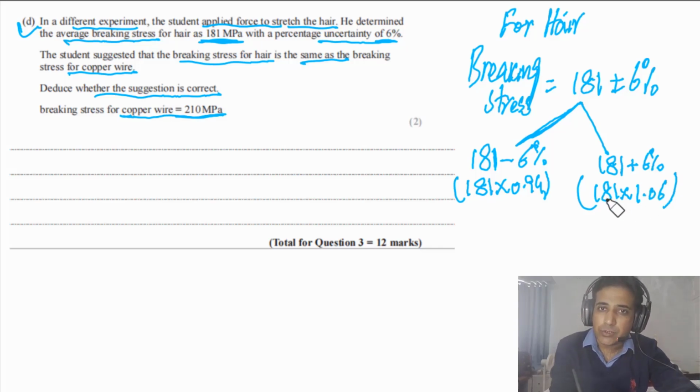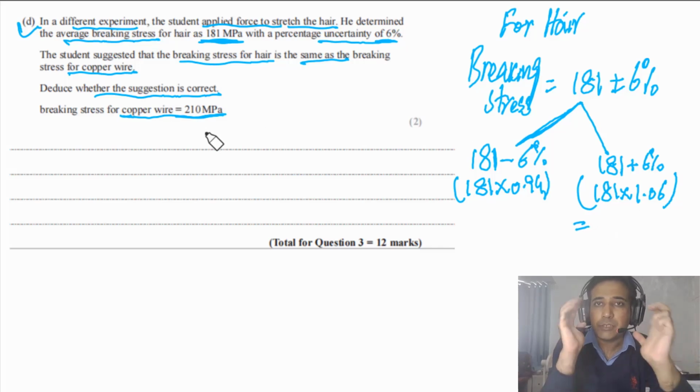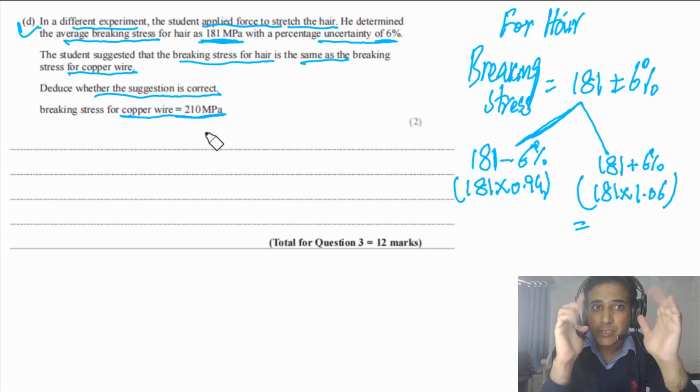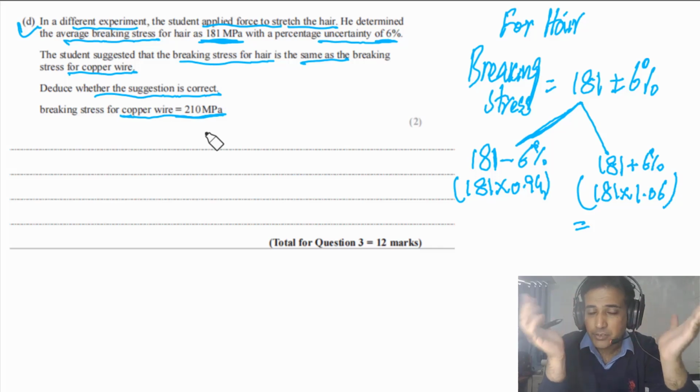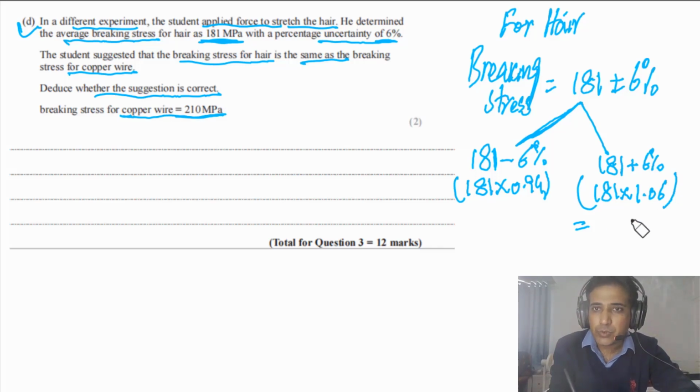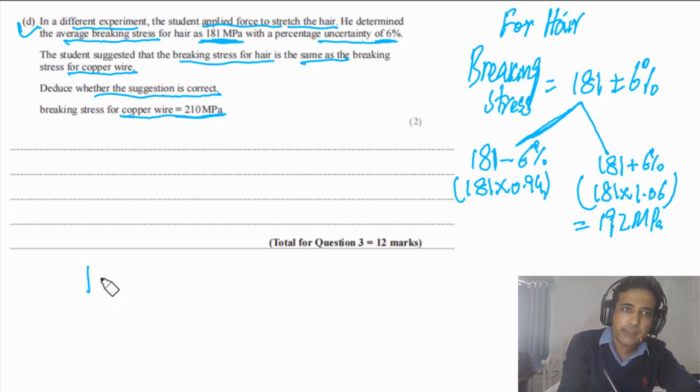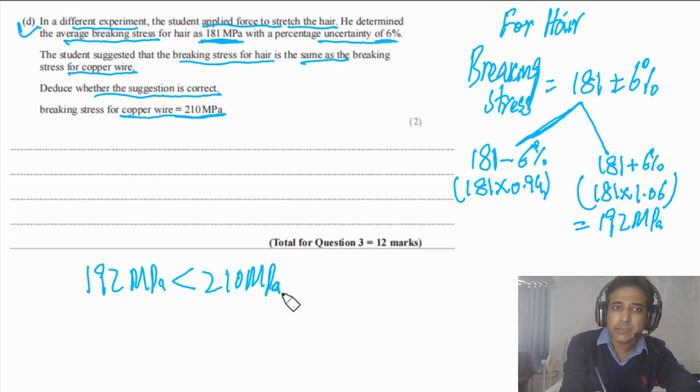So simply we can calculate this upper limit. If this limit is higher than 210, it means the suggestion can be correct. If the upper limit is lower than 210, it means the suggestion is not correct. So if you multiply these two, you will get 192 megapascals. This is lower than 210 megapascals. It means not correct. So the suggestion is not correct.